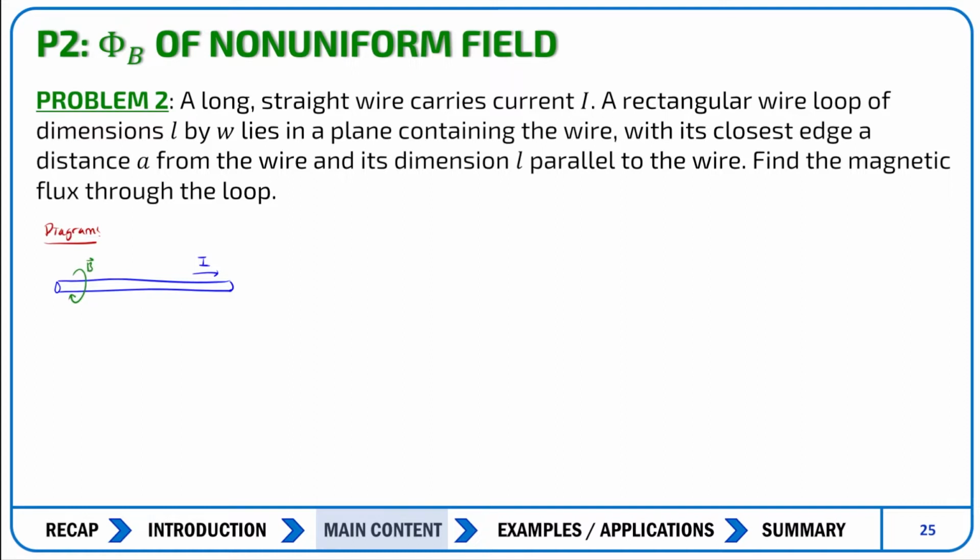Then we have another one. We have a rectangular wire loop, and it lies on a plane containing the wire. So that means we'll just assume that it's on the same plane. So that's our rectangular wire loop of width W and length L. The closest edge is a distance A from the wire, so we know this is going to be A.